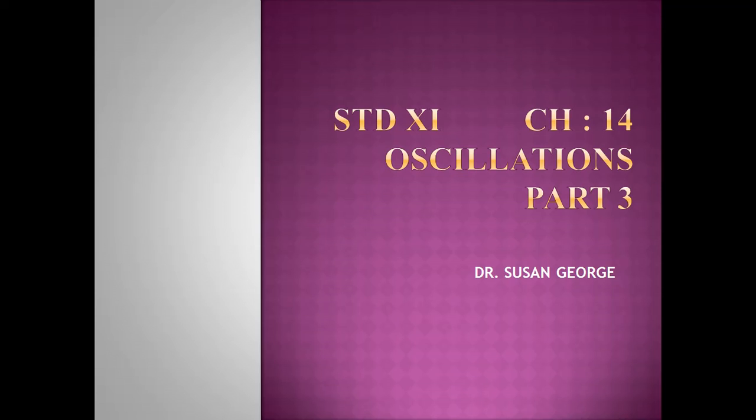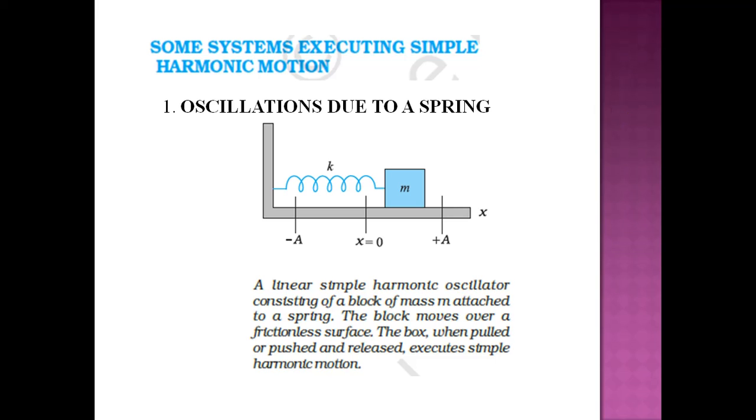Hello students, today we are going to continue with chapter 14 Oscillations and we are going to do part 3. In part 3 we are going to learn about some systems which execute simple harmonic motion. So there are two systems we are going to learn here. The first one is oscillations due to a spring.